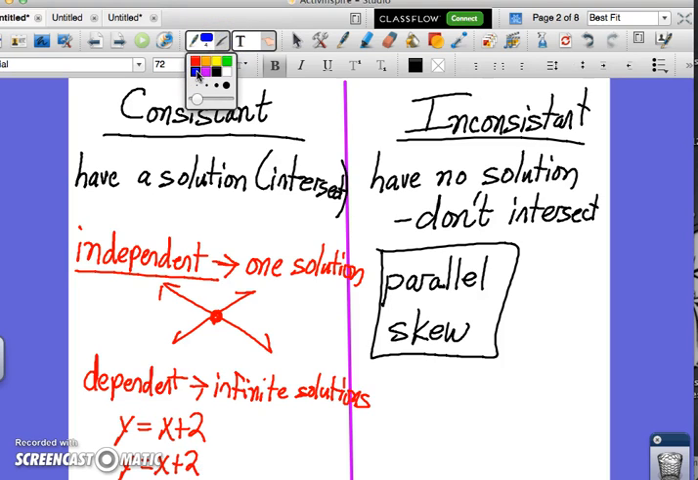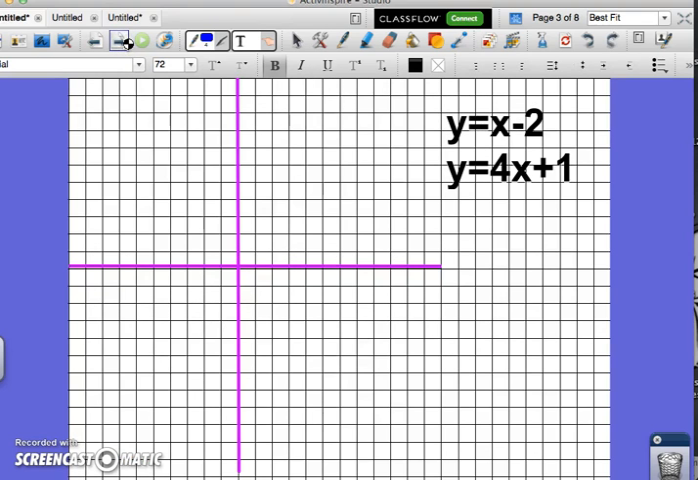So those are called dependent consistent systems. Ones where you have two, or maybe three, of the same line. Usually they're written in different ways. With this second one down here, maybe it started off looking like y minus 2 equals x, but then when we move the 2 over, it becomes the same thing. So usually they're not written exactly the same, but they're the same line regardless. All right, so let's look at some and let's solve them.